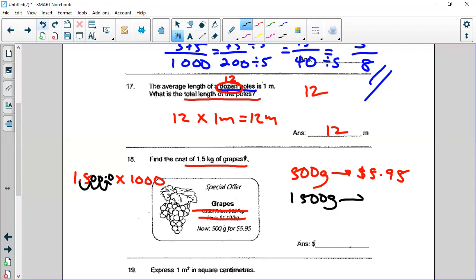Do I need to find how much is 1 gram? No need. Shortcut. What's the shortcut? Times 3. Jumping method. Use a shortcut to jump. So the other side, you also times 3. I'm going to skip the working out because I think everyone knows how to multiply. So $5.95 times 3, that will give you $17.85. So that's the cost of 1.5 kg of grapes. Any question? Let's move on to the next one.